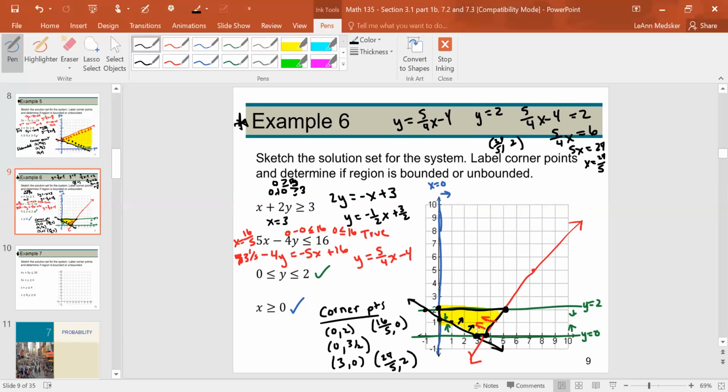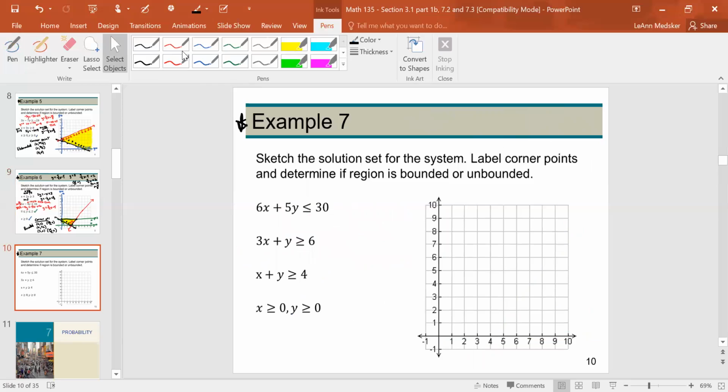So there's my 5 corner points, and this is a bounded region, because I can enclose the whole yellow part in a circle. It does not go on forever. All right, the last one of these, we have, again, x is greater than or equal to 0, y is greater than or equal to 0. That usually ends up being par for the course when you're doing linear programming, because you don't want negative objects, like negative dog food or negative chicken pounds.